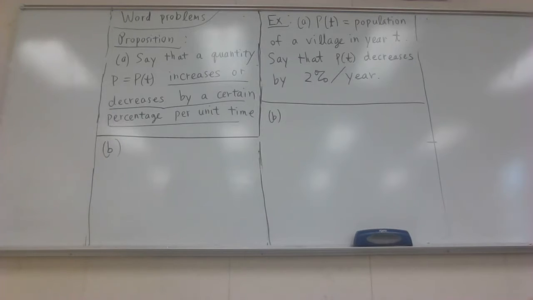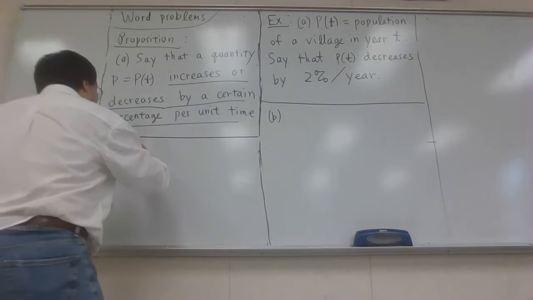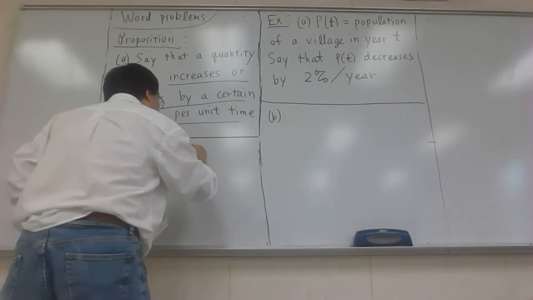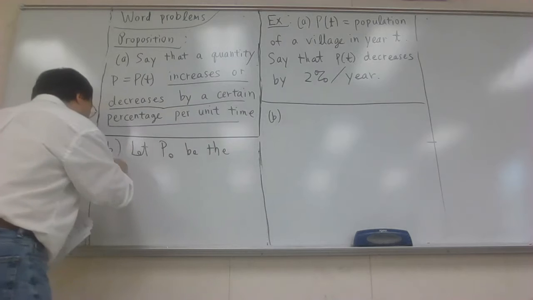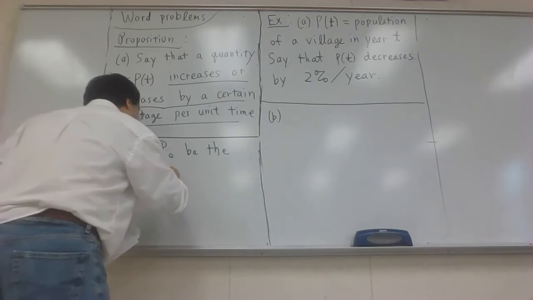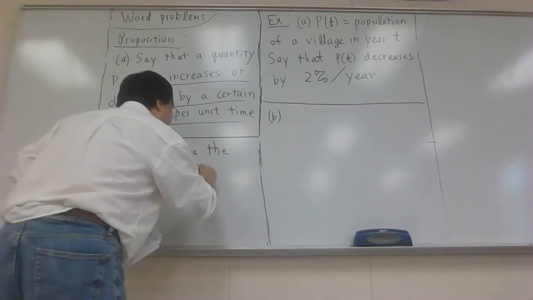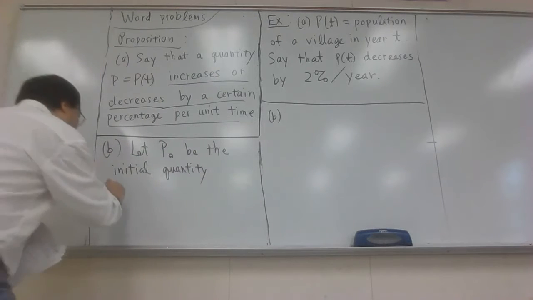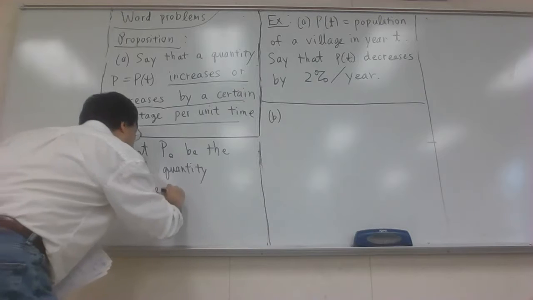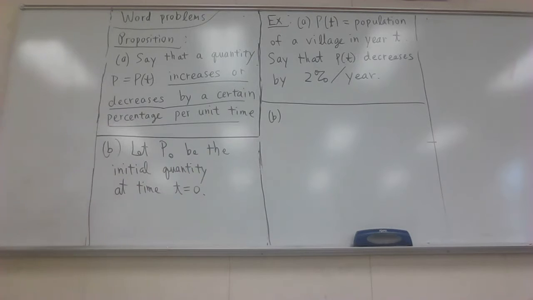Let P naught be the initial quantity, meaning the quantity at time t equals 0. So we have this abstract quantity that we're interested in. We know how it changes, by a certain percentage per unit time. And not only that, we also know what it was at the beginning of time, the initial quantity at t equals 0.